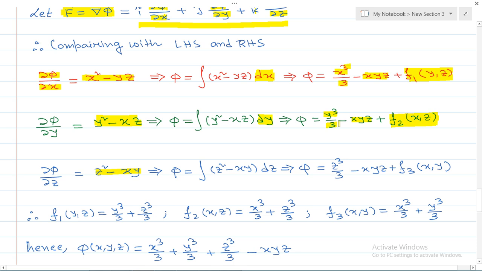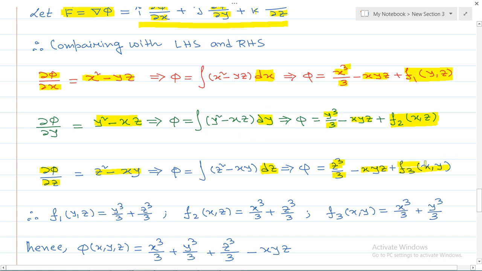Okay, similarly del phi del z equals z square minus xy. So we have to partially integrate this. So phi is going to be the integration of z square minus xy with respect to dz. So here z cube by 3 will come. For xy it will come as minus xyz, plus, since we are doing the integration with respect to z, the rest of the variables are x and y, so the arbitrary constant is a function of x and y.